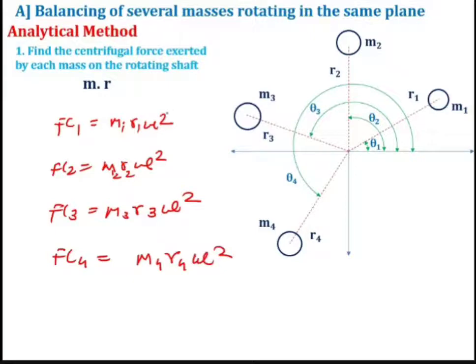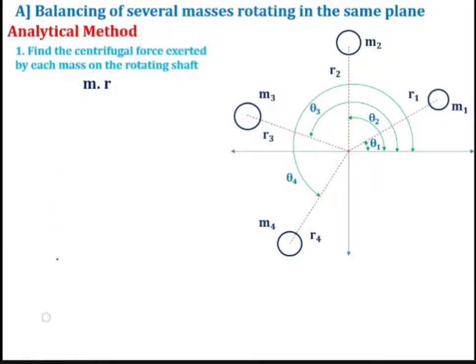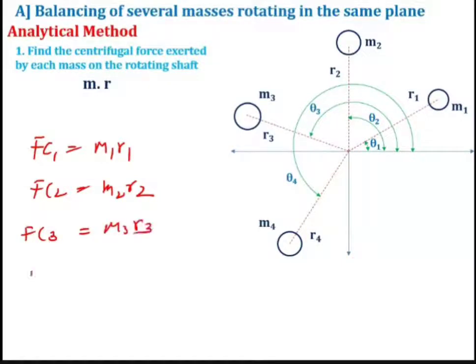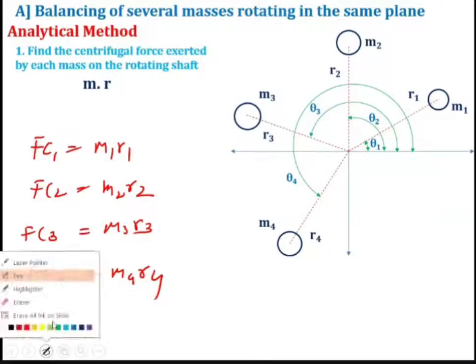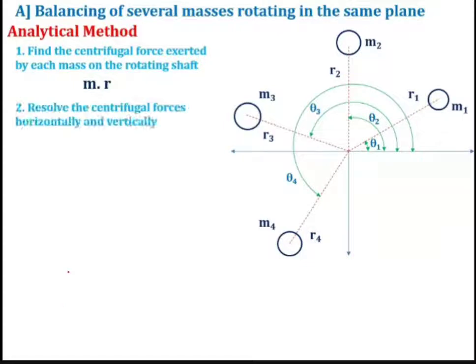Now guys, try to understand that omega square is constant in all the cases. So you can cancel out omega square and take the centrifugal force only as m r. So I can write Fc1 is equal to m1 r1, Fc2 is equal to m2 r2, Fc3 is equal to m3 r3, and Fc4 is equal to m4 r4. Okay, is it clear? I hope you understand this. So this is the first step.